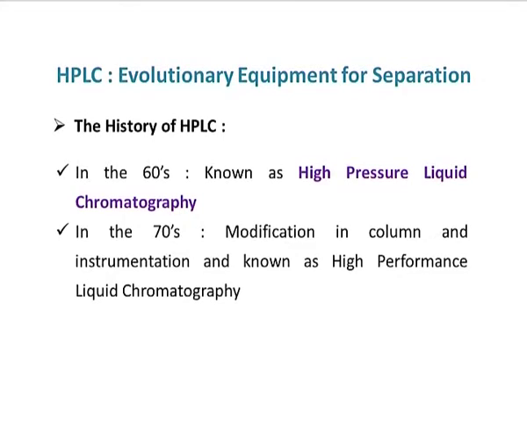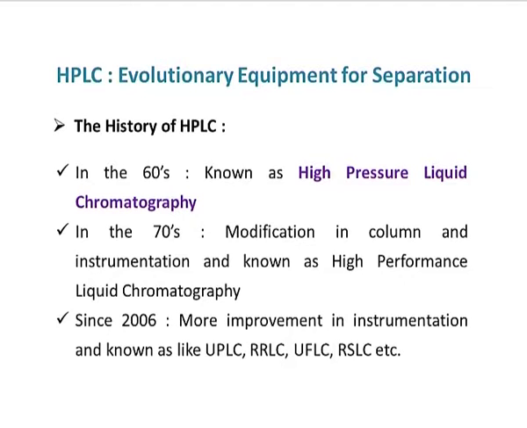What I mean by columns is to evolve some very sophisticated stationary phase in chromatography, and that would pave the way for the development of a method such as HPLC. Then in the late 70s, based upon all the modifications done in the stationary phase and also the methods and the instruments that came in, this method started to be known as high performance liquid chromatography. And there have been many other synonyms used for this method in the recent past, such as UPLC, RRLC, UFLC, RSLC, etc. For example, UPLC stands for ultra pressurized liquid chromatography.